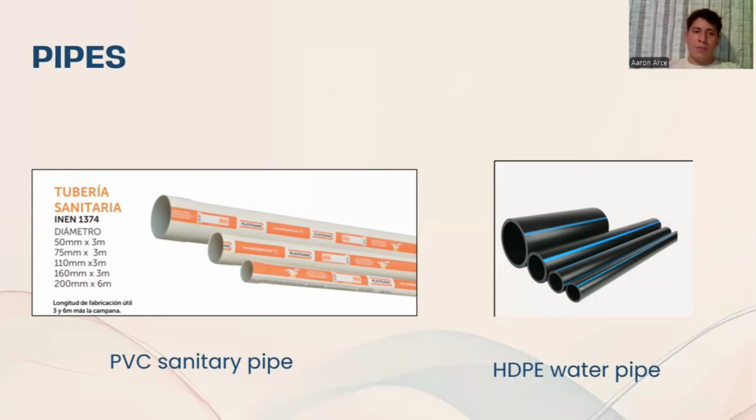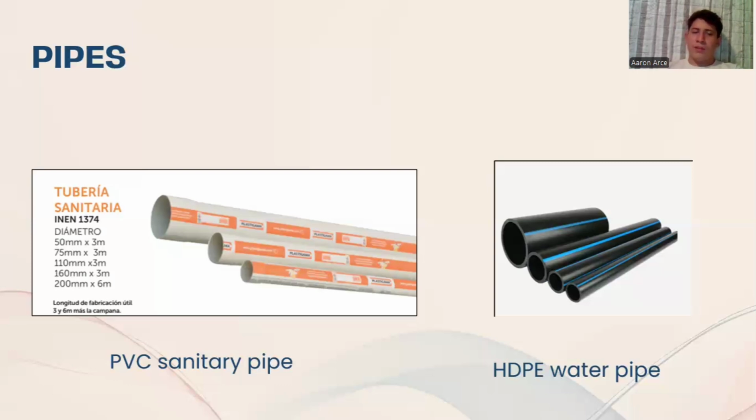A PVC sanitary pipe is a pipe made of polyvinyl chloride used in drainage and sanitary systems. It is designed to carry wastewater and waste from sanitary fixtures and other areas of the house to the septic system or wastewater treatment facility.